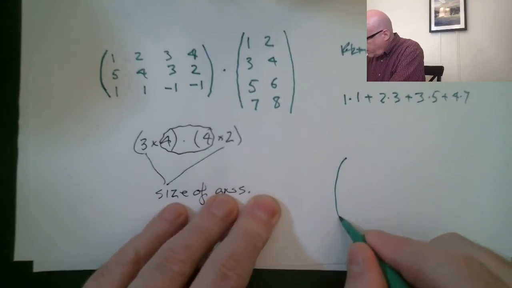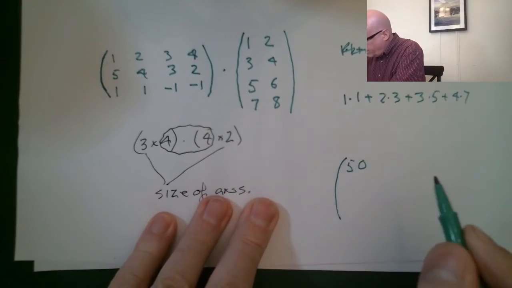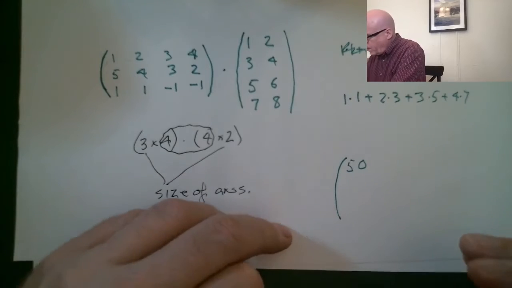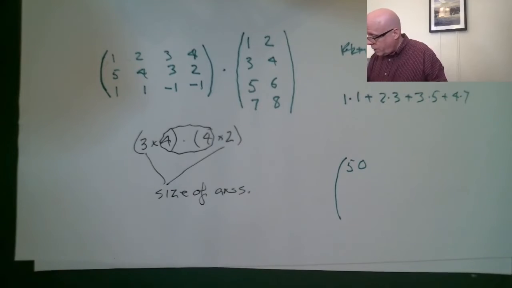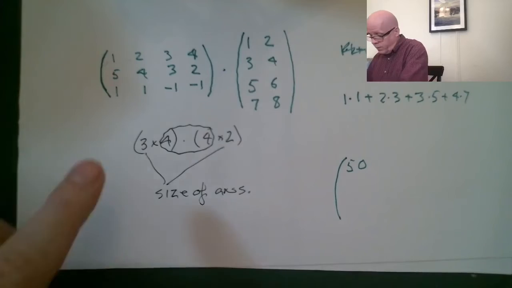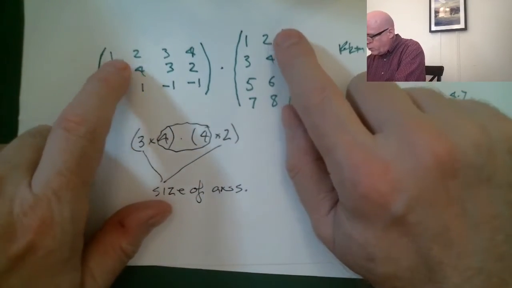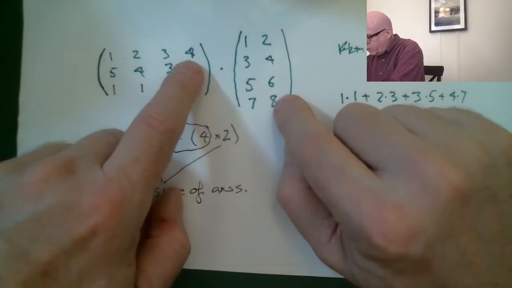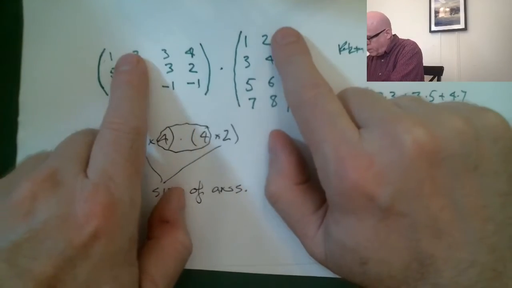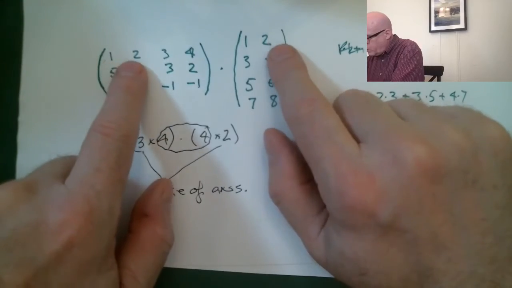So when we go to write our answer, which is going to be a 3 by 2 thing, we're going to have a 50 in the upper right corner, upper left corner, sorry. Let me do another one of these things. I'm going to stick with the first row of one matrix and the second column of the other one. So now we'll do 1 times 2 plus 2 times 4 plus 3 times 6 plus 4 times 8. See that pattern of across the row with this finger, down the column with this finger.